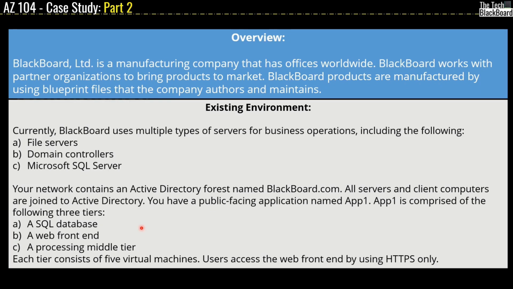App1 is comprised of the following three tiers. And here we have a SQL database. We also have a web front end, also given is a processing middle tier. The last line in the existing environment says that each tier consists of 5 virtual machines. Users access the web front end by using HTTPS only. Here, please note that this is HTTPS, which is a secure protocol. It is not HTTP, which is the normal, or should I say the unsecured protocol.